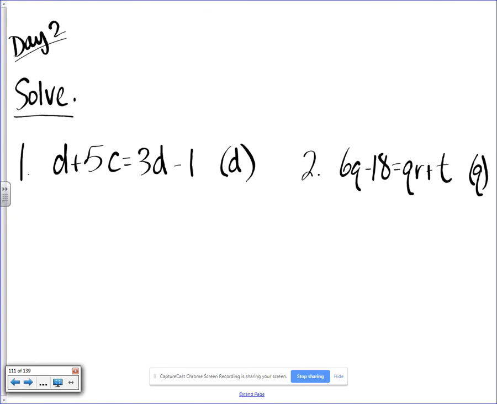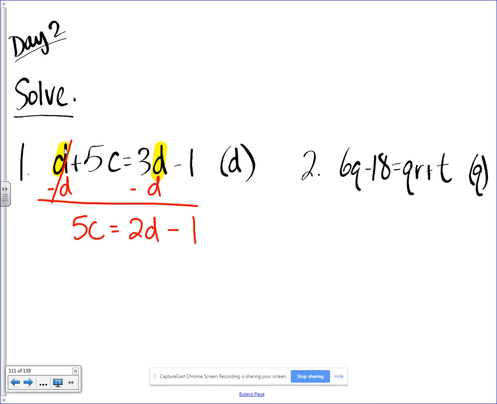So take a look at number 1. I want to solve for D. Notice there's 2 of them, so I'm going to get them together. I'm going to minus this D over, and I get 5c is equal to 2d minus 1. Now if I want to isolate the d, I have to get rid of the 1. Please remember that this 1 and the 5c cannot go together. One has a variable, one is a constant.